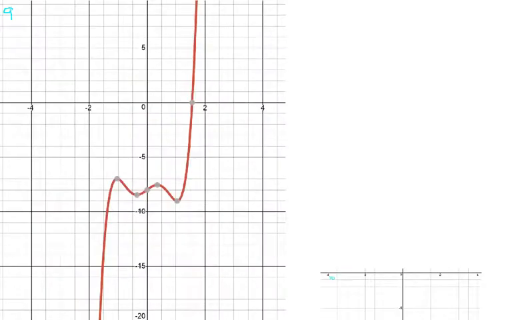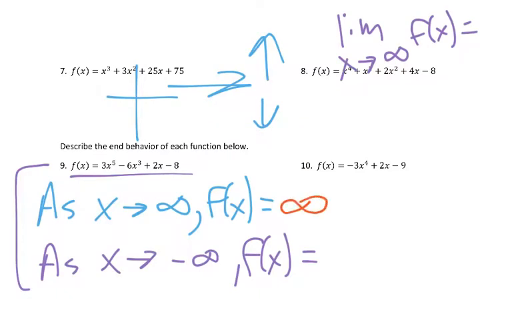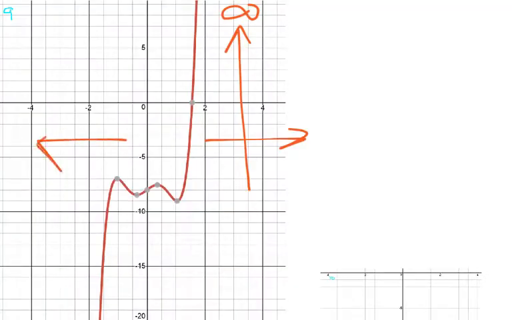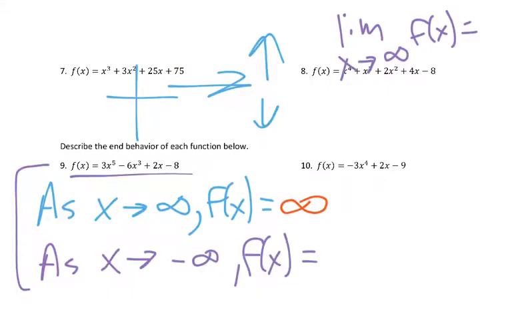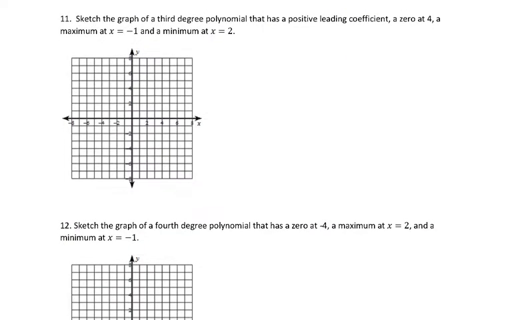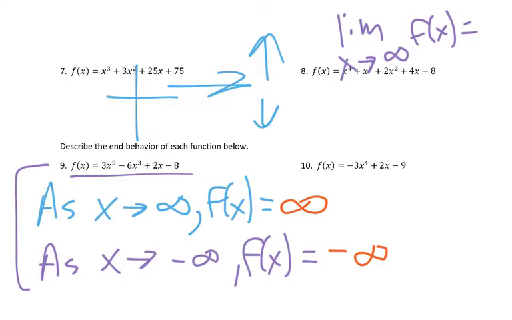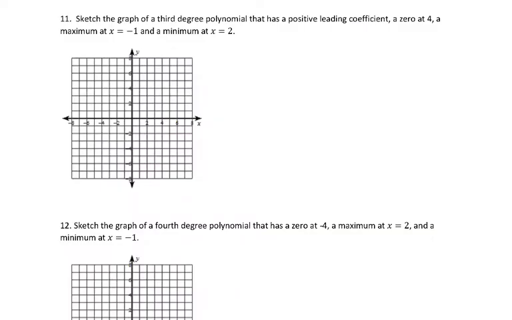So if I'm looking here at number 9, this is what we get. So as I go to the right, which direction are we going? We're going to keep going up to positive infinity. So over here I put positive infinity. As we are going to the left, as we go this way, it's going down, so we're going to negative infinity. So we put negative infinity here. Okay? And that's something, as we get to number 11, that we want to remember about odd degree polynomials.